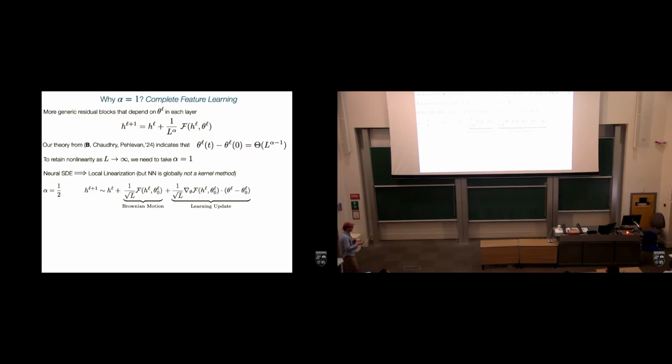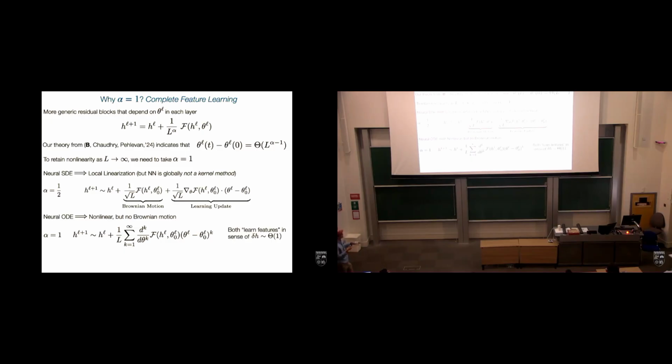So it's not a kernel method in the classic sense, but it's locally a kernel method. Locally, the res block is frozen. But the neural ODE kills the Brownian motion. If I do 1 over L, it kills this term, but then all the higher order terms survive at order 1 scale, because theta minus theta 0 is order 1.